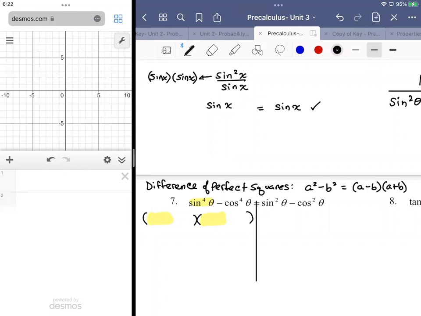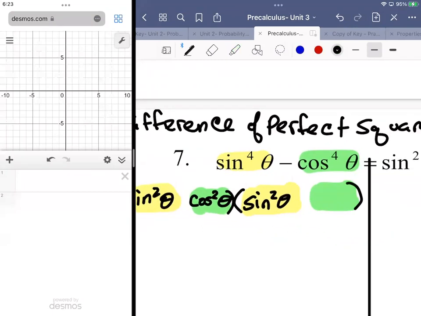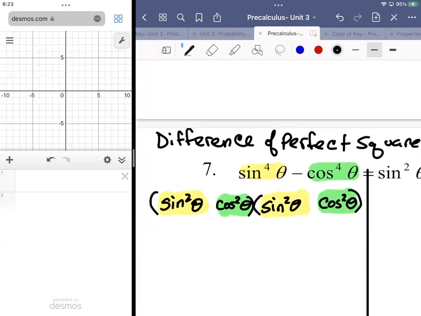So the square root of sine to the 4th would be sine squared. That goes here, sine squared theta, sine squared theta. Then we take the square root of the second term, that occupies the second position within the binomial. The square root of cosine to the fourth is going to be cosine squared. So cosine squared theta, cosine squared theta. One gets a minus, the other gets a plus.